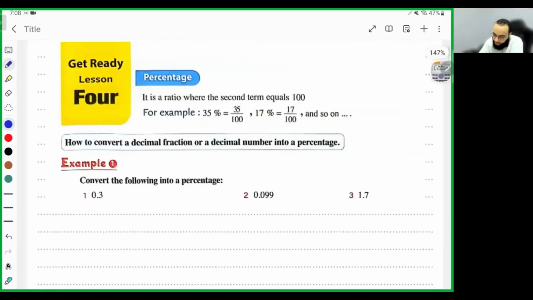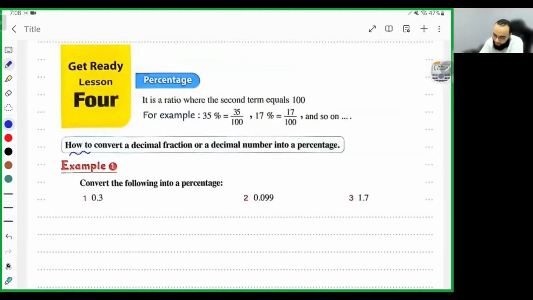And the first part here is how to convert a decimal fraction or a decimal number into a percentage. So we're going to have a decimal and we're going to convert it into a percentage.